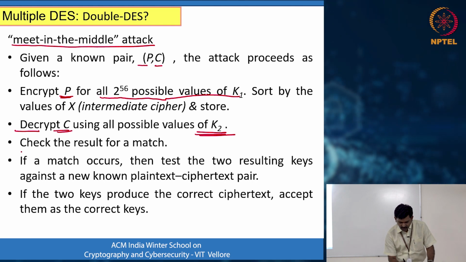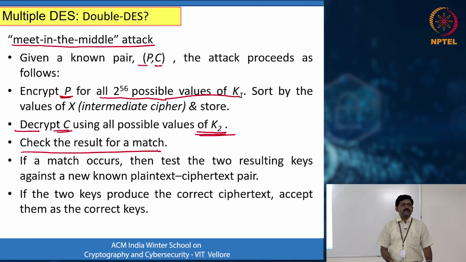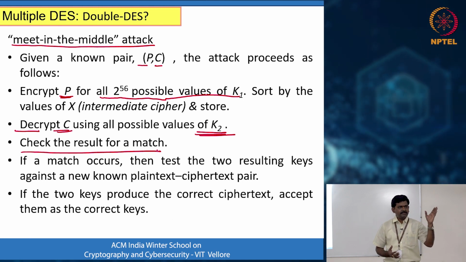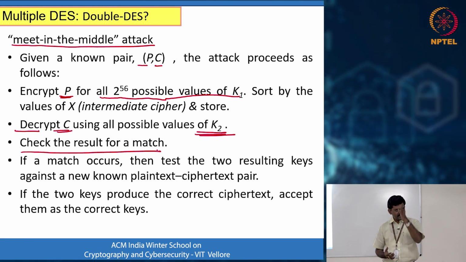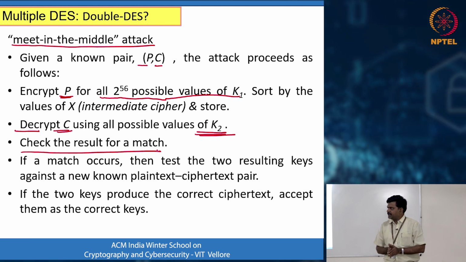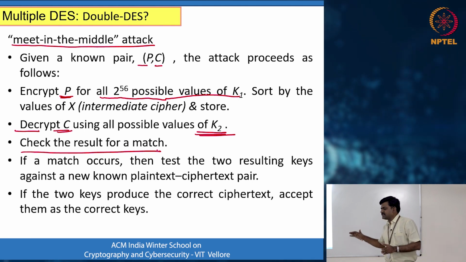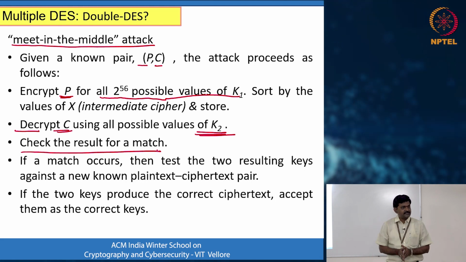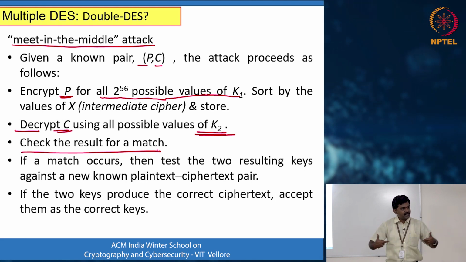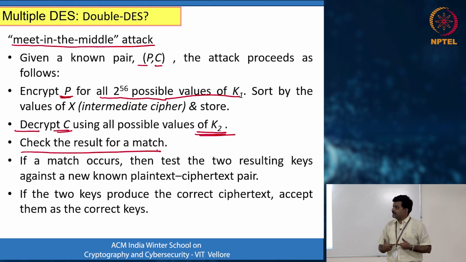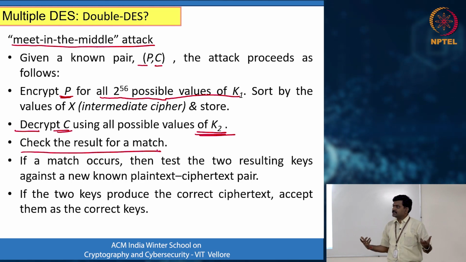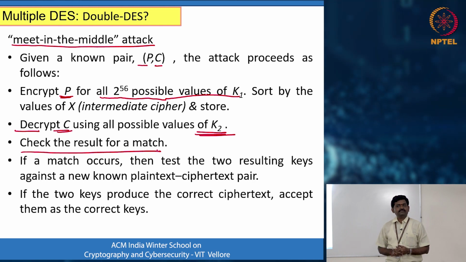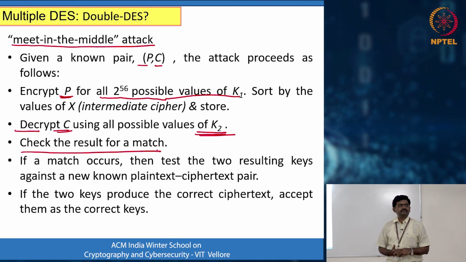He just finds the match where the intermediate texts match: when you encrypt the plain text with the first set of keys, and when you decrypt the ciphertext with the second key, and these intermediate texts are matching. What does that indicate? The two keys, K1, K2. Are you able to follow?